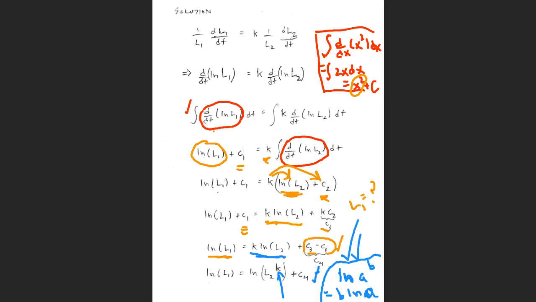Well, this is really just an algebra problem. Going to the next page here. Here's what we had: the natural log of L1 equals the natural log of L2 to the kth power plus C4. Now, what are we going to do? We need to get the L1 out of the logs, so we're going to exponentiate both sides.